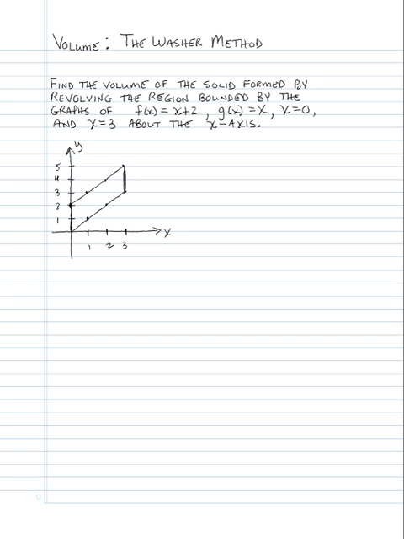Okay, we see a sketch of this region. This top line right here is y equal x plus 2, or f of x equal x plus 2. And this bottom diagonal line that we see here is g of x equal x, or y equal x. X equals 0, of course, is the vertical line over here on the y-axis. And x equals 3, of course, is the vertical line that is at the right end of this shape. So we're going to rotate that about the x-axis.